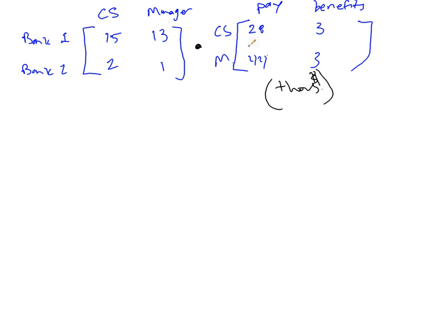Well, why would we want to multiply them this way? Well, notice that if I take the first column of the second matrix and multiply it by the first row of the first matrix, I'm actually lining up 15 and 28 both go with customer service. 13 and 44 both go with managers. So it makes sense that I'd be multiplying those numbers together.